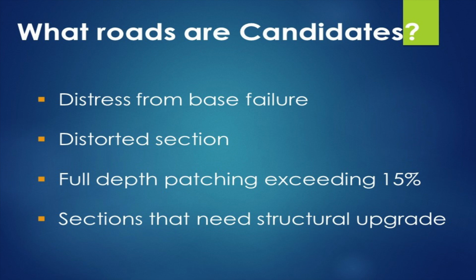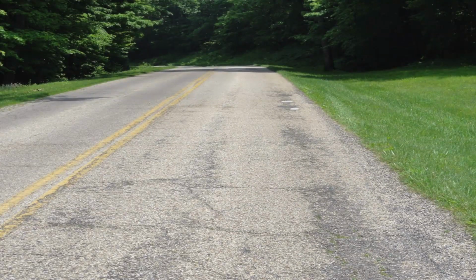Typically, you want to use distressed sections. These are sections of roadway that have lived its life. This section of roadway is about 40 years old. It's just lived its life. It's stripping a little bit from underneath. So it's time to rebuild.